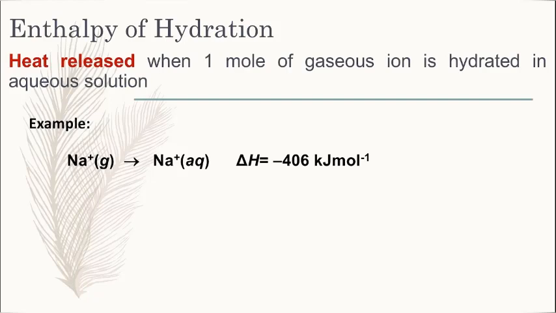Let's look at this example. In this example, sodium ion, gaseous sodium ion is converted into aqueous sodium ion, and the process that occurs here is called hydration. And the heat released from this process is called the enthalpy of hydration. And in this hydration process, the value of enthalpy of hydration is negative 406 kilojoule per mole, which indicates that in this process, an amount of 406 kilojoule of heat is released. Please bear in mind that the unit kilojoule per mole represents that 1 mole of gaseous ion is hydrated in aqueous solution.